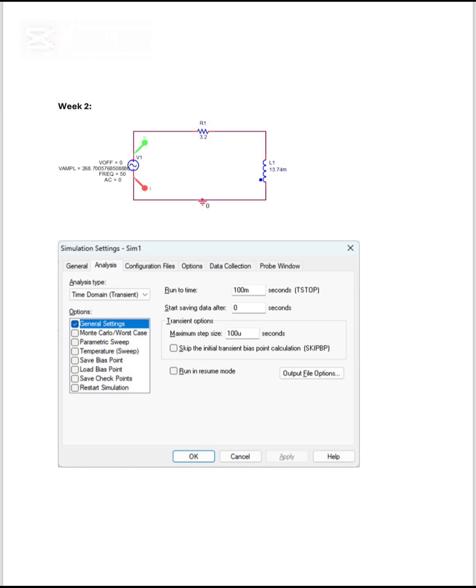The power triangle is a geometric representation of the relationship between real power, reactive power, and apparent power. Real power is the horizontal adjacent side, in watts. Reactive power is the vertical opposite side, from inductors and capacitors. And apparent power is the hypotenuse.